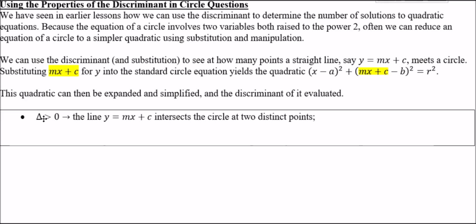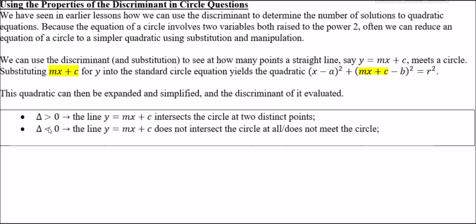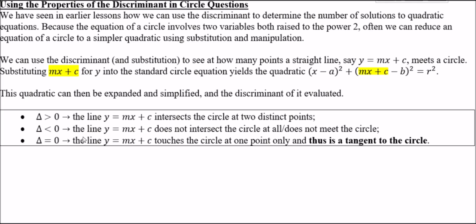Another possibility is that the value of the discriminant is less than 0. Now if the value of the discriminant is less than 0, much in the same way as with quadratics, we have no solutions. So in this scenario, it means that this line y equals mx plus c does not intersect the circle at all. In other words, it doesn't meet the circle at any point. If, however, the discriminant is exactly equal to 0, what this means is that the line y equals mx plus c touches the circle at one precise point only, and that is essentially the definition of a tangent.